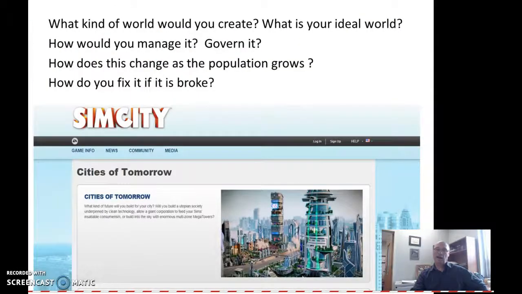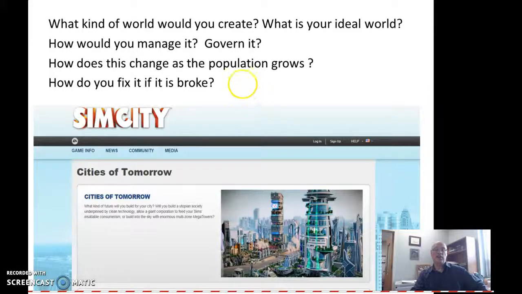But I would like you to think a little bit about, if you were building a city or a world, what kind of world would you create? What would this ideal world be? We looked at a little bit of that as we considered the song Imagine by John Lennon in our first forum discussion. But in this ideal world, it can't just be an ideal world, right? How would you manage it? How would you govern it? And how would that governing change if it was 100 people and it moved to 200 and 2,000 and 2 million? And how, as things get bigger, does that change how you govern it? And how do you fix this if it's broken?